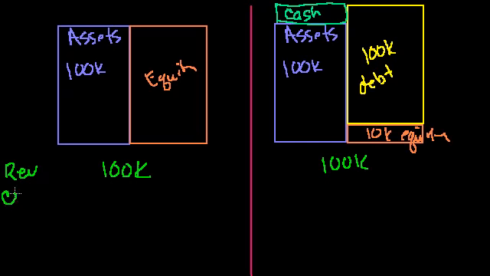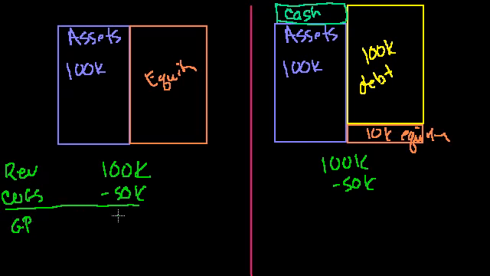Let's say their cost of goods sold is roughly 50% of that. So let's say it's 50K. I'll put a minus there because it's an expense. Minus 50K. So both of their gross profit is 50K.